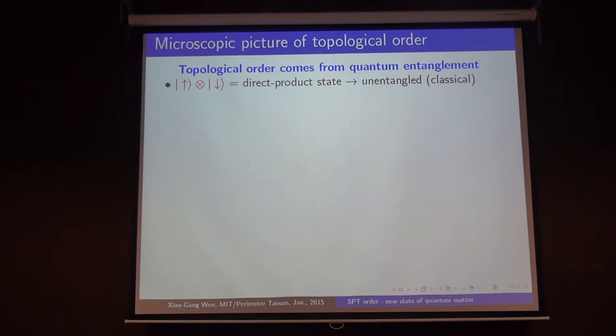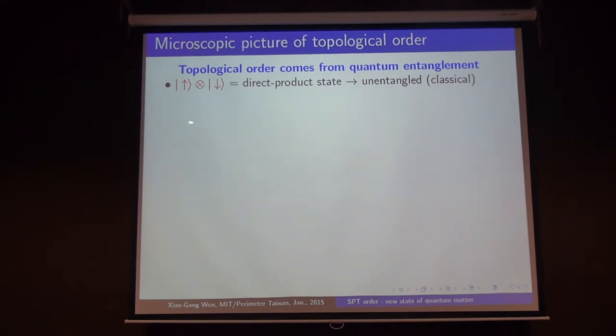What is the microscopic reason for the topological order? It turns out that the microscopic reason for this robust ground state degeneracy and for this robust non-abelian geometric phase, all the phenomena we just described, is actually quantum entanglement. So here we will give a very brief introduction to quantum entanglement.